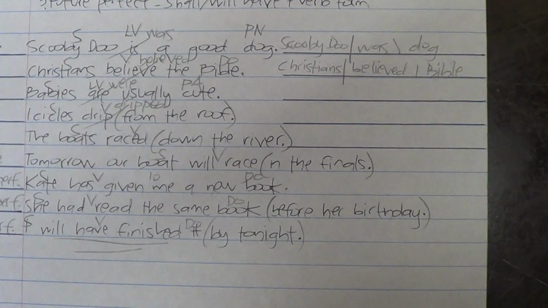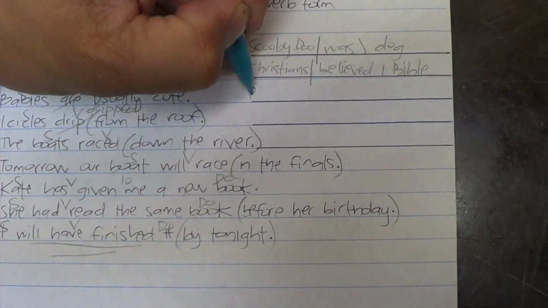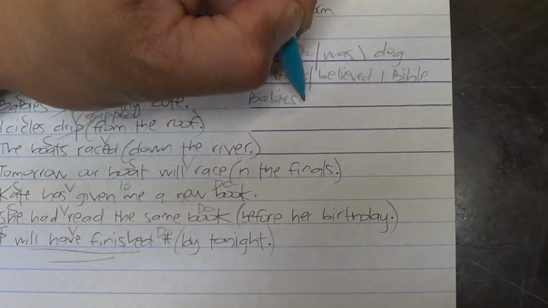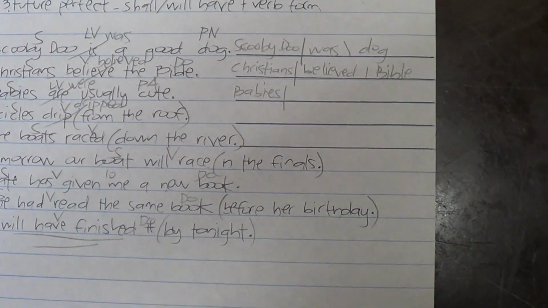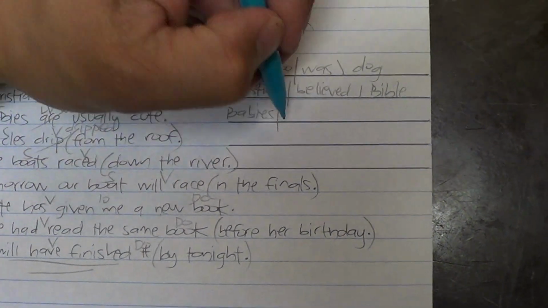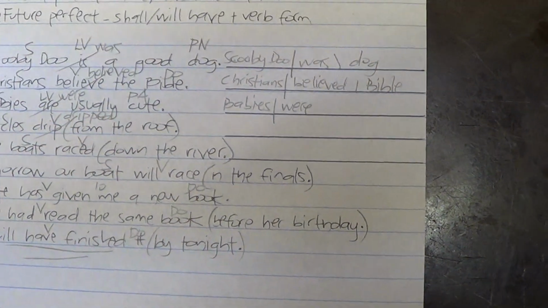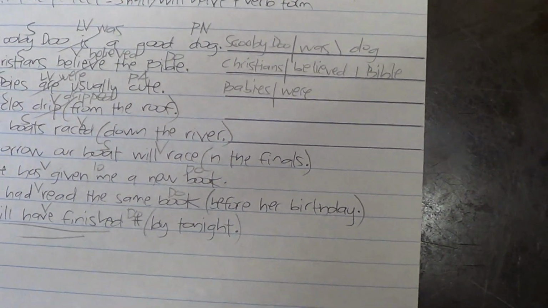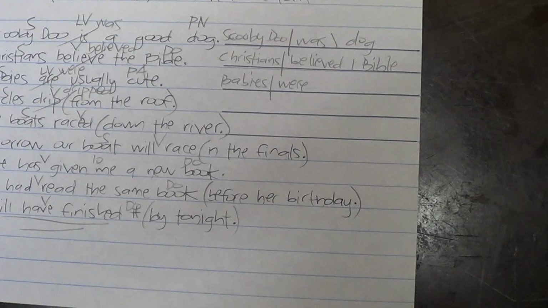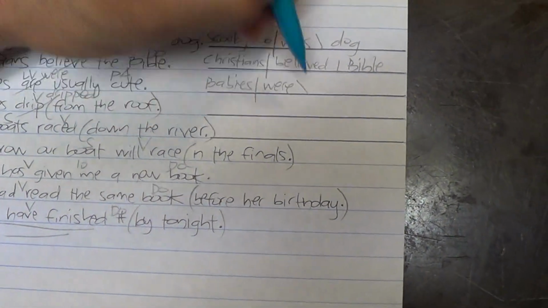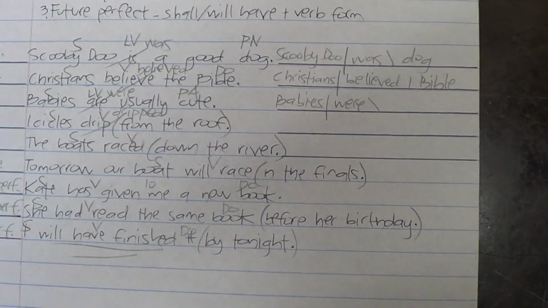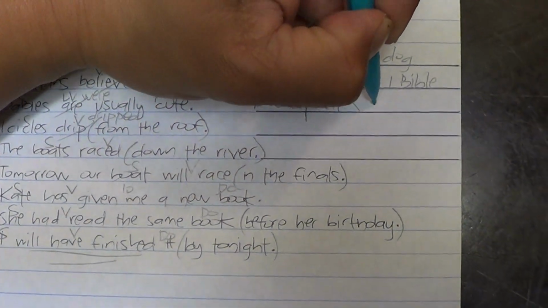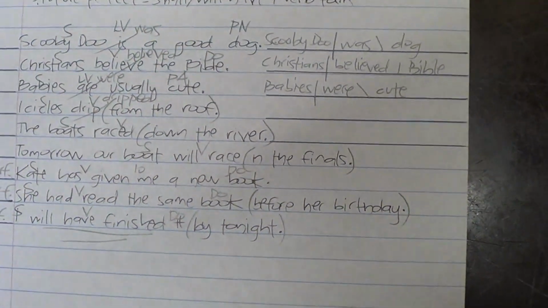Babies were cute. Babies is the subject, so babies comes first. Draw a line all the way through to separate the subject from the verb. The verb was were. Were is a linking verb, which means the line that we draw to separate it from the object is going to have to be slanted back toward the subject. And of course we write the predicate adjective, which is cute.